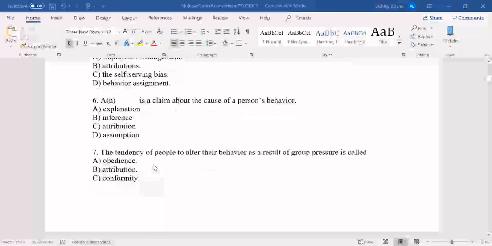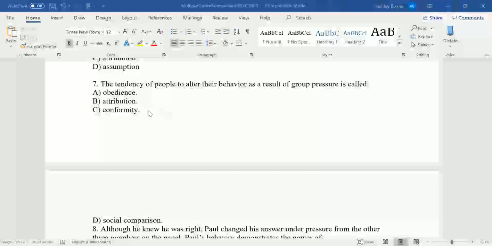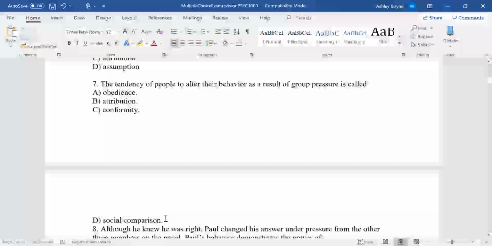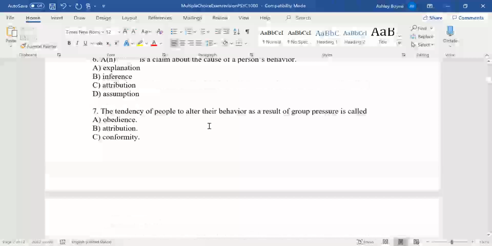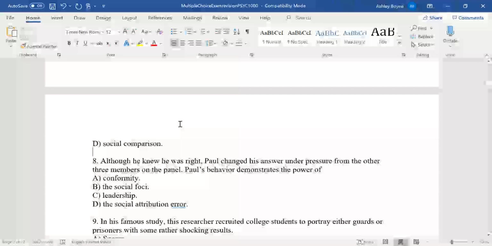Is that clear with everyone? Can you repeat what you just said? So the answer for number 5 is B, attributions, because an attribution is the reason we give to explain our own behavior and to explain other people's behavior. Okay, thank you.